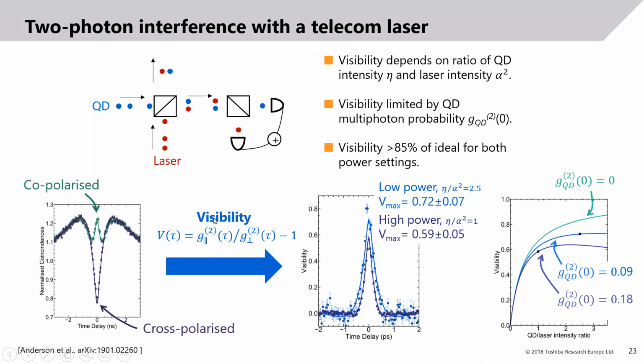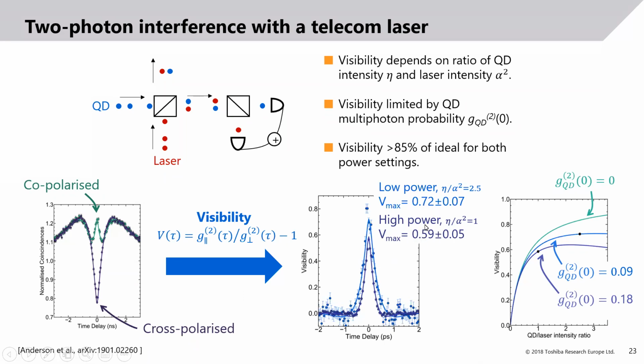And so if we just simply calculate the visibility from these two graphs with this formula, we can see that the maximum visibility, if we use favorable settings, so low powers and a high ratio of quantum dot photons to laser photons, we get about 72% interference visibility. If we use more realistic scenarios, so powers as well as ratios, we get about 60%.